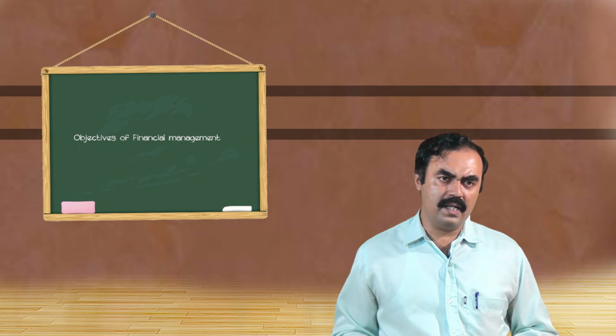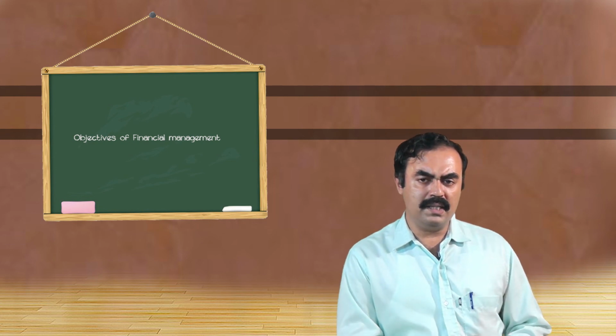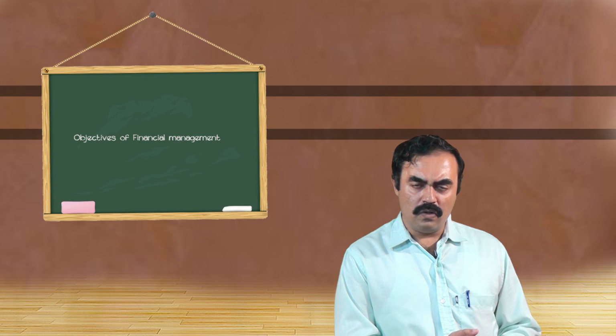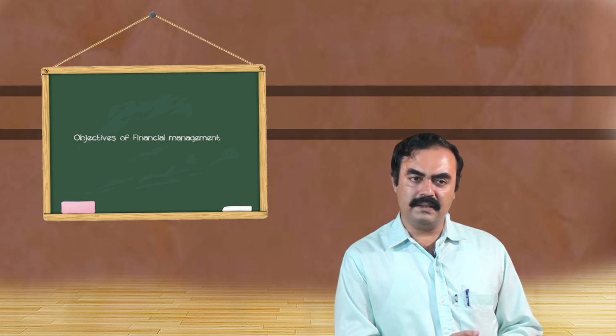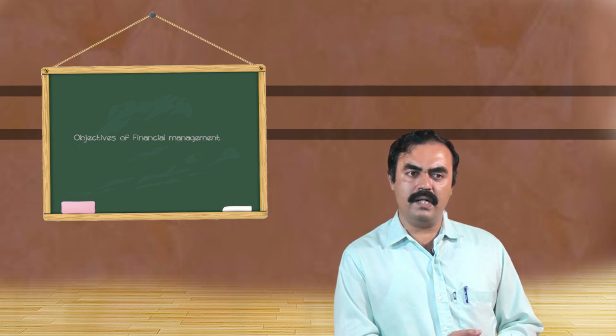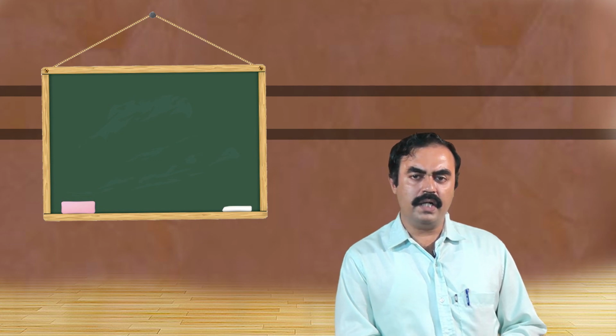To sum up, the objective of financial management is initially to maximize the profits, then to maximize the returns, third to maximize the wealth, fourth is corporate governance, and fifth is to maximize the shareholders' returns.